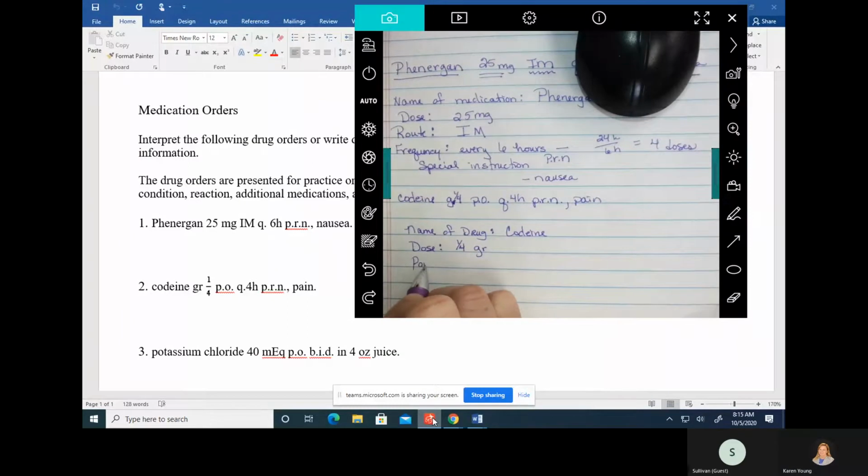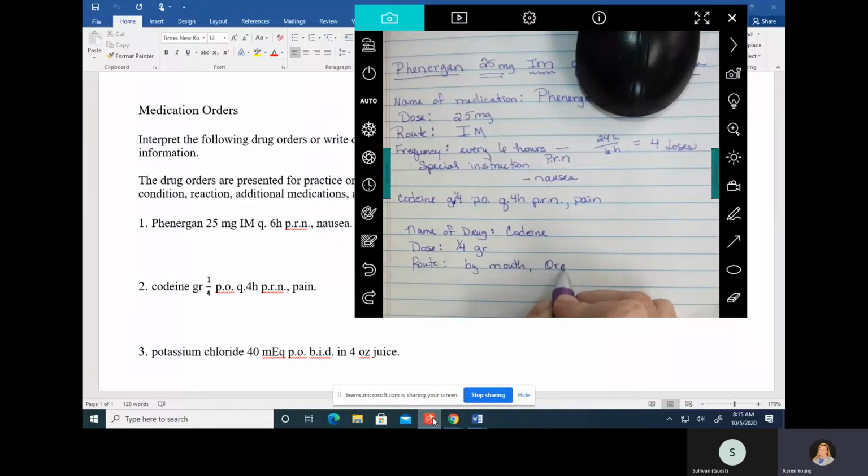My route is PO, which is by mouth, or orally. I think on the homework or the review assignment, I'm going to use orally, because technically by mouth is orally, right? That's the most proper term for it. You won't find by mouth. You might find PO, but PO is the abbreviation. And you don't ever want to use an abbreviation when answering my homework questions or the test questions.